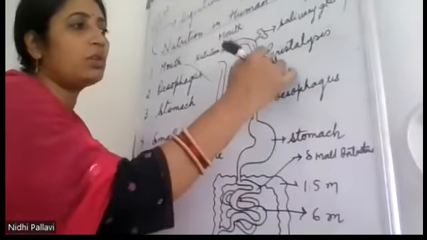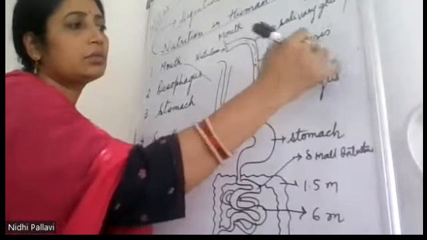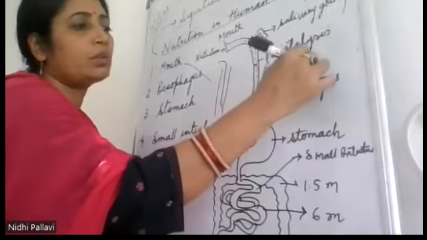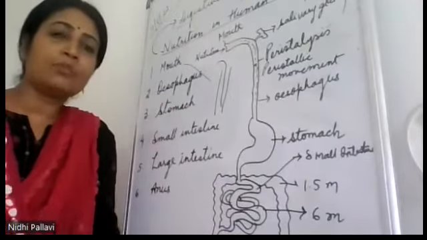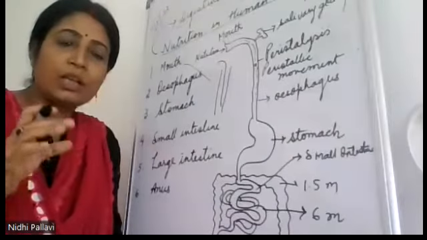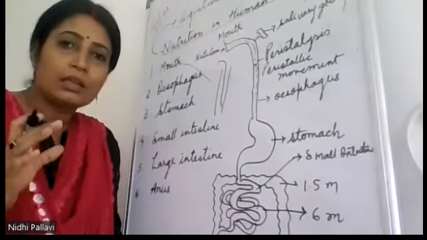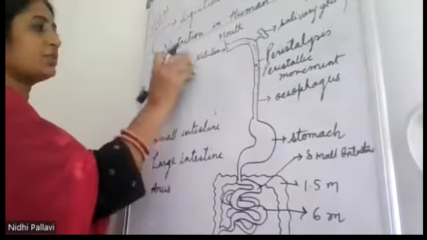क्या बोल सकते हैं इसको? Peristaltic movement. Now, what is this peristaltic movement? This peristaltic movement is the rhythmic contraction and expansion. क्या है ये? Rhythmic contraction and expansion. देखो क्या हो रहा है.